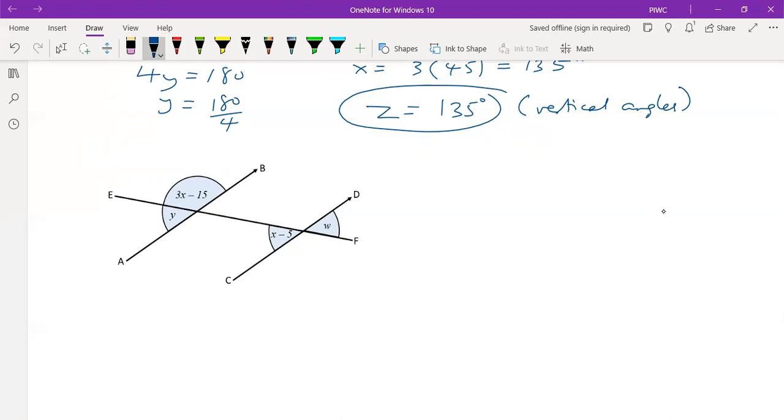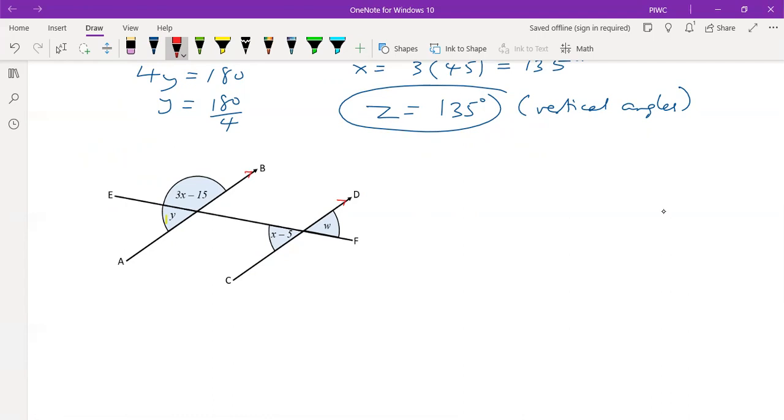If we look at this question, I can say that angle y, since we have parallel lines, let's annotate the parallel lines first. Now, B is parallel to D, as you can see in the diagram, right? This is parallel to that. So it means that EF is a transversal.